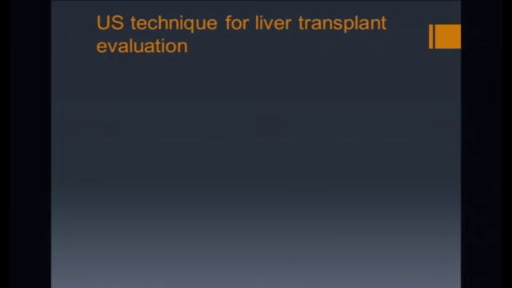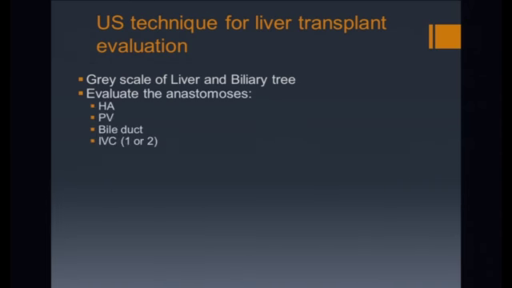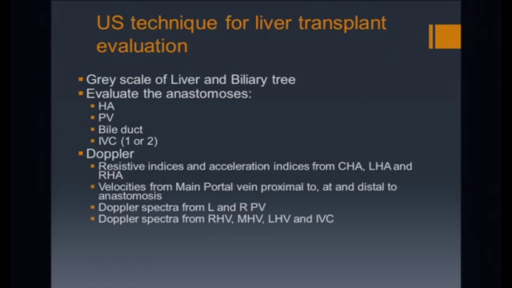The ultrasound technique for liver transplant evaluation first involves a grayscale recording of the liver and biliary tree. Then you evaluate the anastomosis. That's where the surgeon has joined the tube, so to speak. And there are 4 systems that need to be evaluated: the hepatic artery, the portal vein, the bile ducts, and the IVC. And there may be 1 or 2 anastomoses in the IVC, as I will describe.